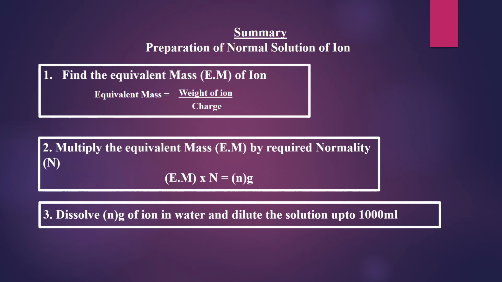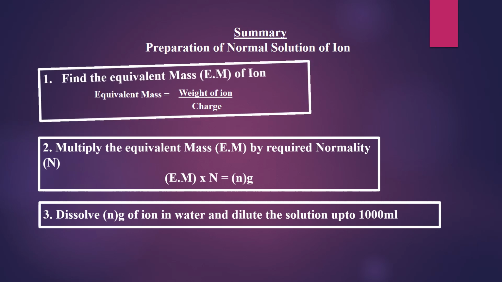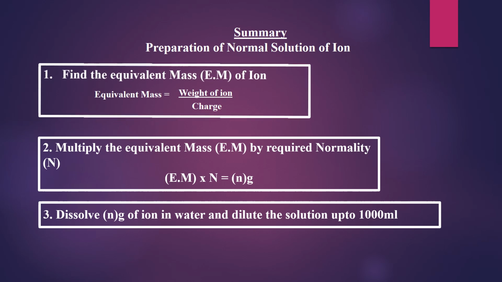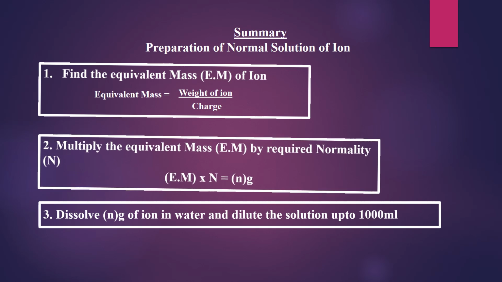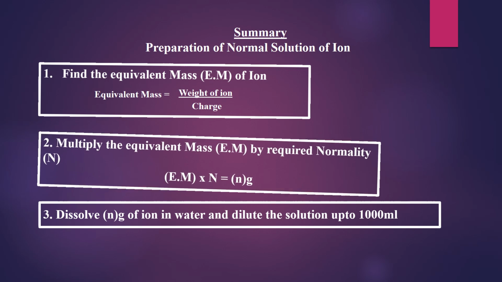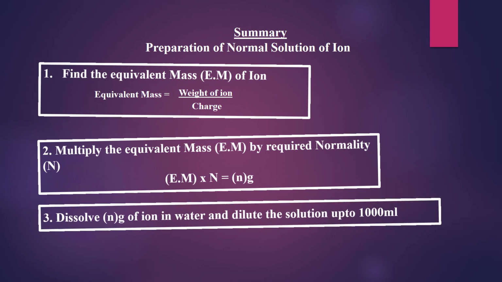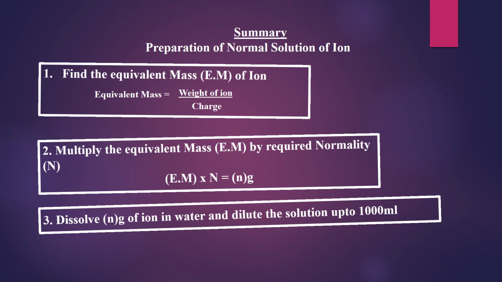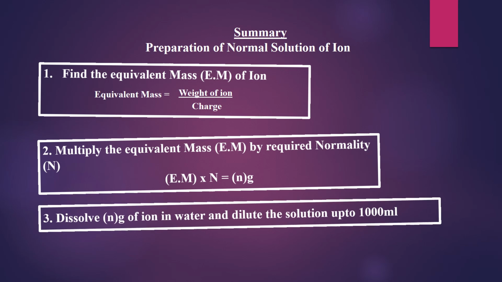So you can prepare normal solution of any ion by performing these 3 steps. Let's recall them. First of all, find out the equivalent mass of the ion by dividing the atomic weight of the ion by its charge. Then multiply the equivalent mass with the required normality. And at the end, take the resulting mass of ion in a beaker. Dissolve it in water and dilute the solution up to 1000 milliliters.